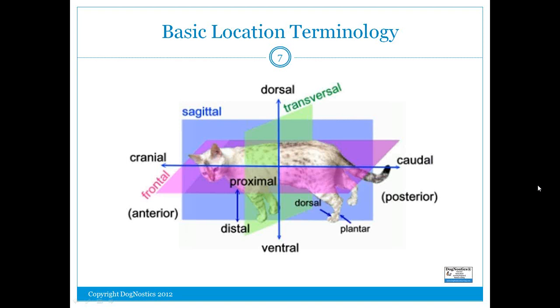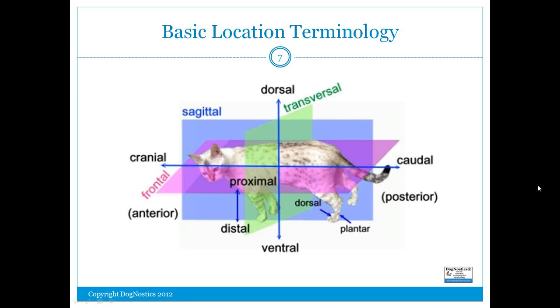Now there is one other section on here, and this is only if you're dealing with something, say a laceration on a limb, and you need to be able to describe where it's located. If you look at the animal's limb, if it's toward the foot and it's away from the body, it's distal. If it's closer to the body, then it's proximal. All right, so those are the big ones to worry about.